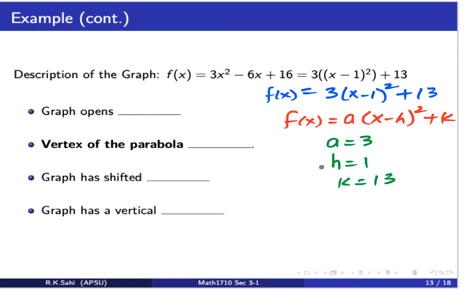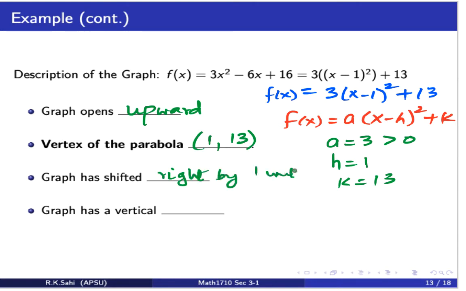So what does that tell us? This is the vertex. The vertex is (1, 13). Now the graph's a is positive, right? That means the graph opens upward. Now remember from your transformations, as it is minus 1, that means it has shifted right by 1 unit. And what does plus 13 mean? It has shifted up by 13 units.